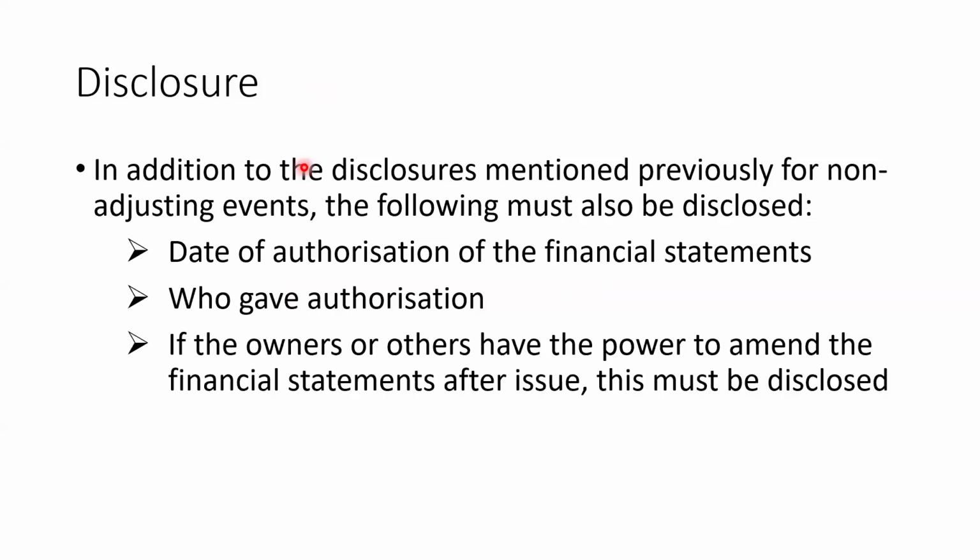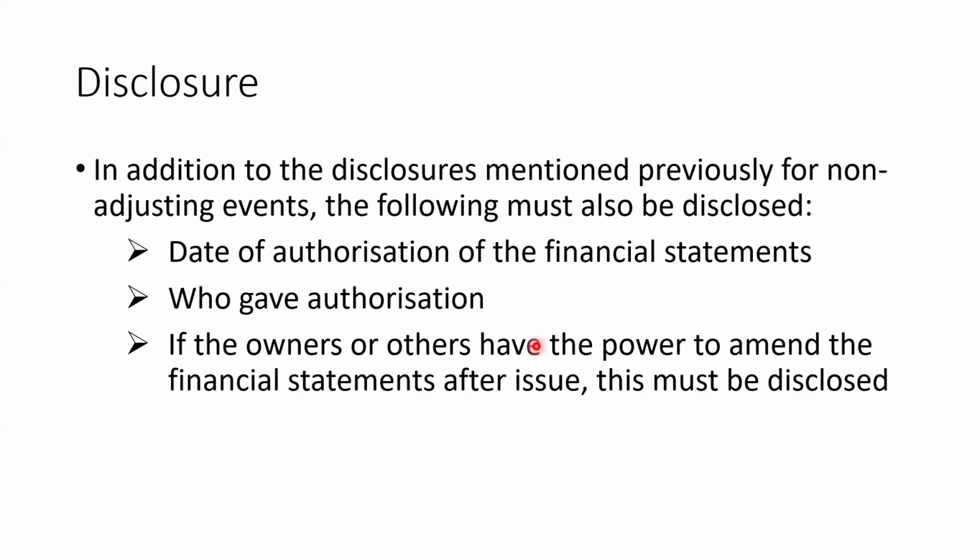This is the disclosure requirement for events after the reporting period. You have to disclose the date of the authorization of the financial statement, who gave the authorization, the owners, or others who have the power to amend the financial statements after issue. It must be disclosed. And how would you know the authorization date? Usually when you see the financial statement in an annual report, you realize that the financial statement has been signed. The name of the person who signs will be there. So that's how you get to know the authorization date and who gave the authorization.